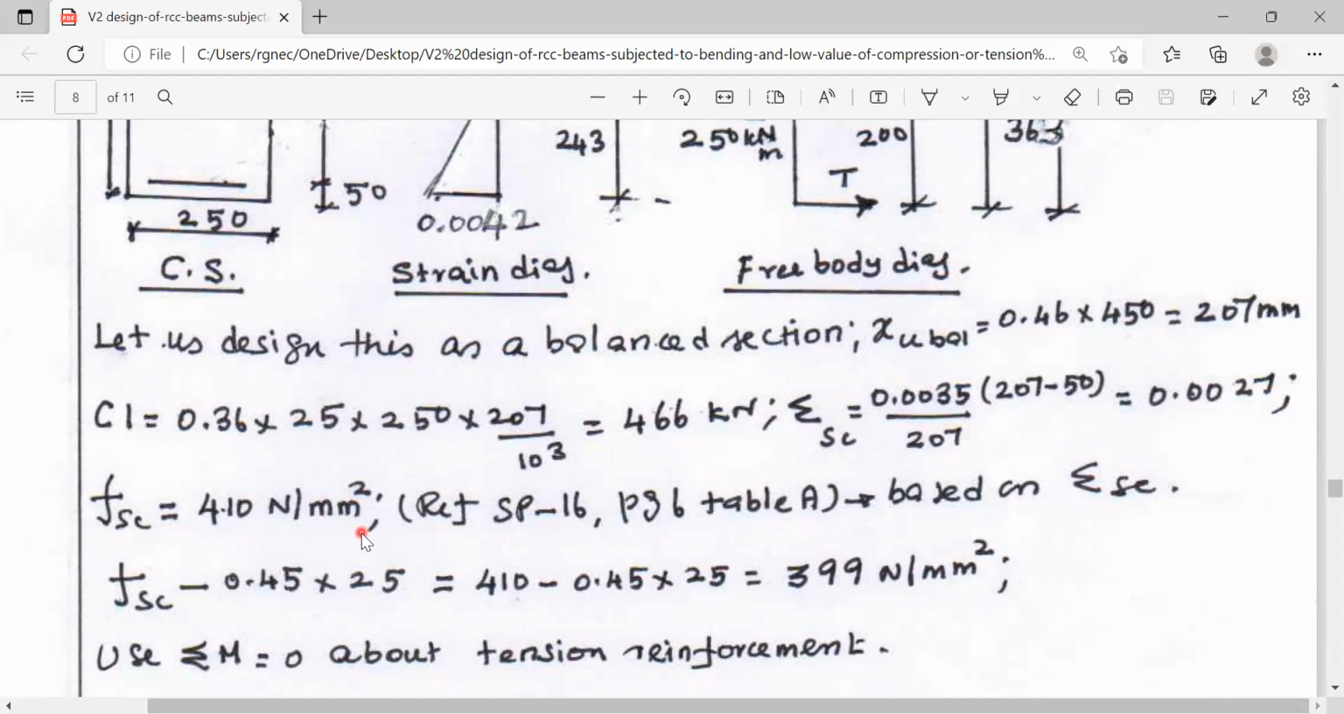Now we have already discounted the area of concrete occupied by the compression reinforcement. Now we have to avoid the duplication. Therefore, we have to get the net stress in compression reinforcement, which comes to fsc minus the extreme fiber stress, 0.45 into 25. This works out to 399 Newton per millimeter square. Approximately, this will generally come in the range of 0.8 fy. So this is the stress in the compression reinforcement.